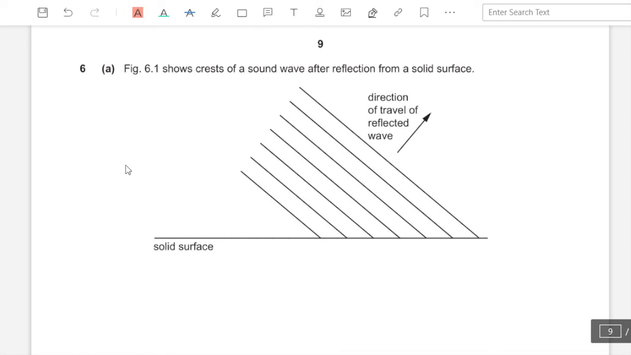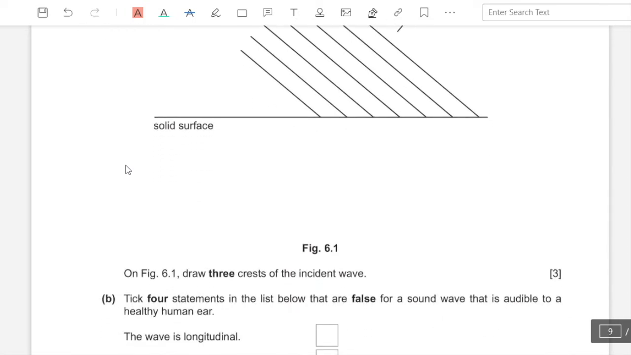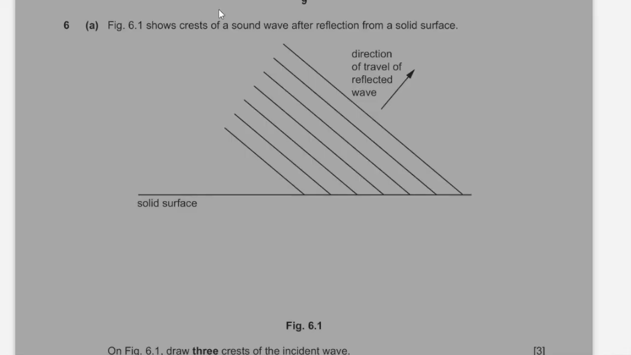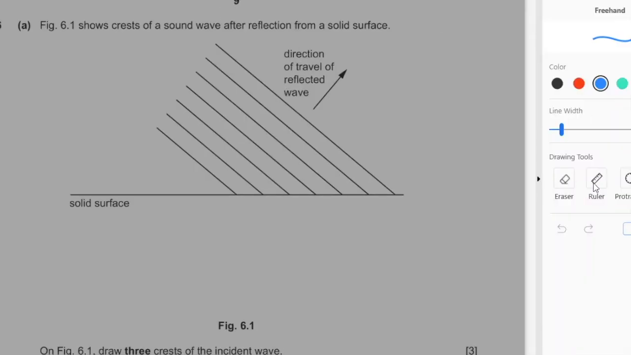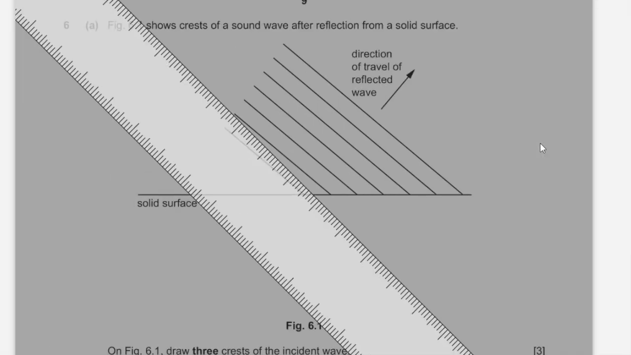6a. Figure 6.1 shows crests of a sound wave after reflection from a solid surface. On figure 6.1, draw crests of the incident wave. Alright. To draw them, I'll first start by drawing the normal, which should be perpendicular to the border or the solid surface.